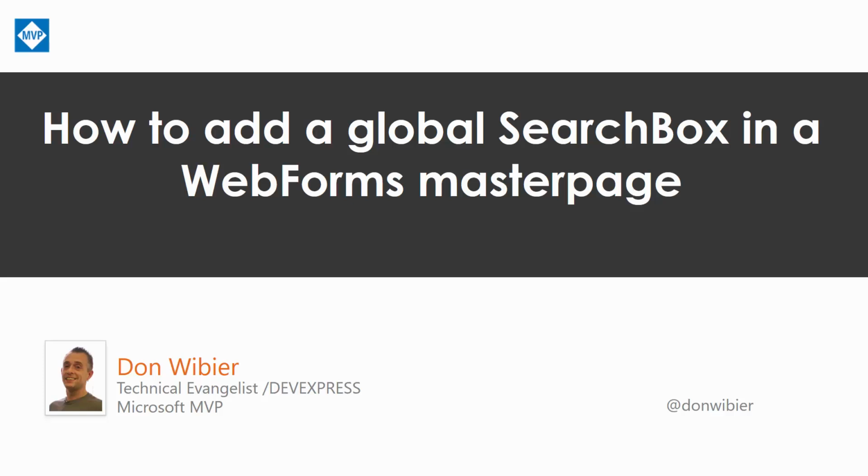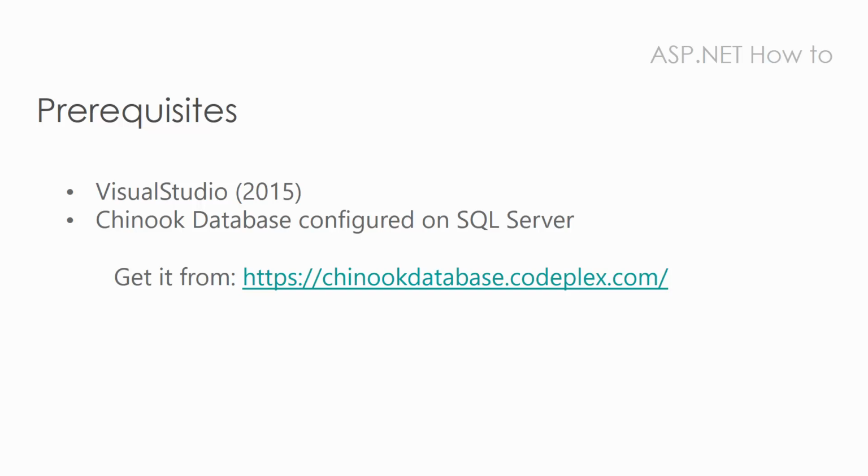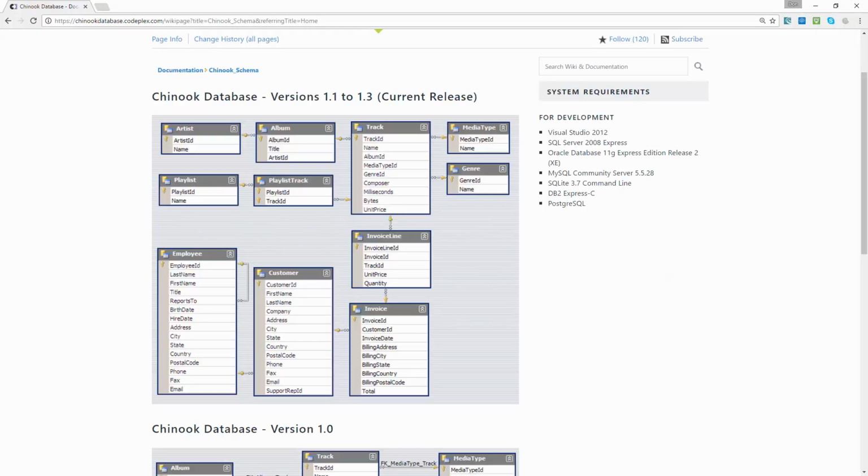There are a couple of prerequisites that I have set up front. I'll be using Visual Studio, in this case 2015. I have the Chinook database configured on a local SQL server, and you can get that Chinook database from Codeplex. The Chinook database holds some information about music tracks, albums and artists, together with some other information, but we'll be dealing with the first ones.